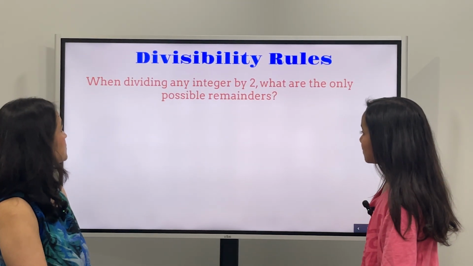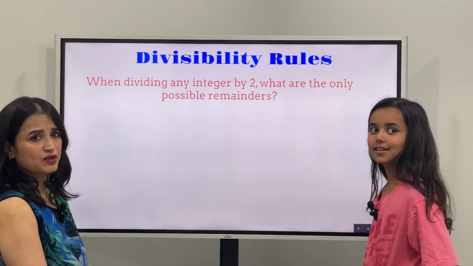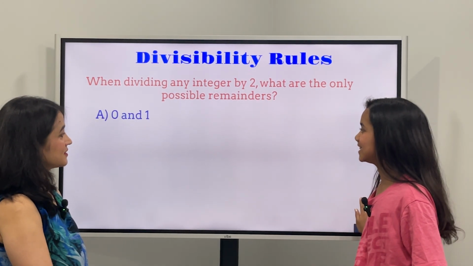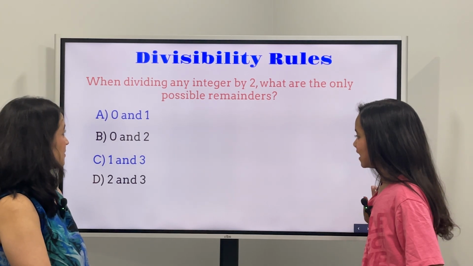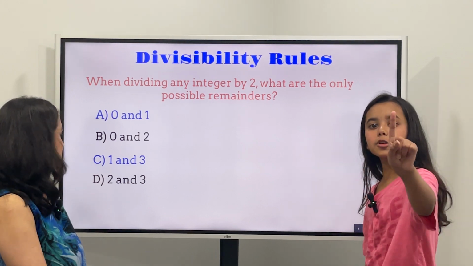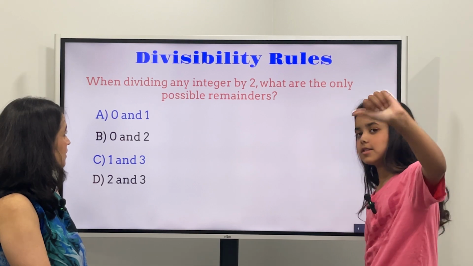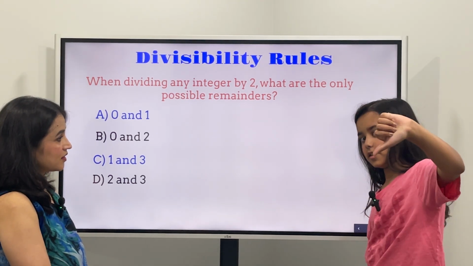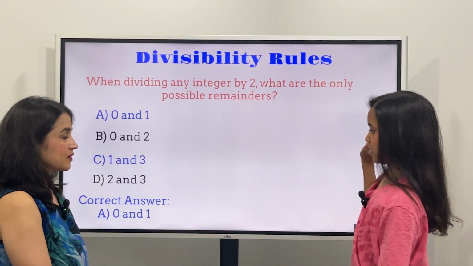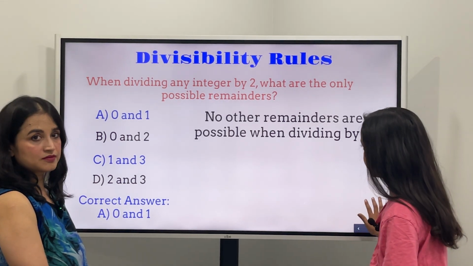Okay, so what's the next rule? When dividing any integer by 2, what are the only possible remainders? A: 0 and 1, B: 0 and 2, C: 1 and 3. The first one is correct, the second one is not correct, the third one is incorrect, so it's A. The correct answer is 0 and 1, which is A. No other remainders are possible when dividing by 2.